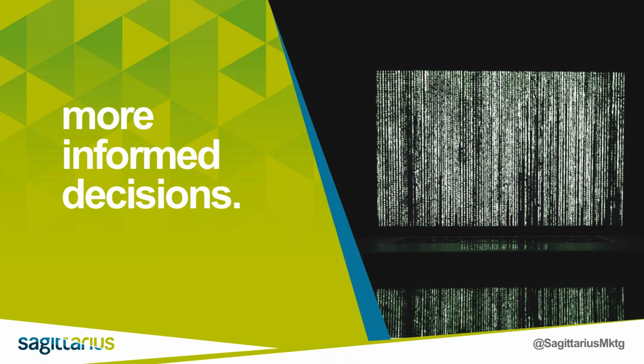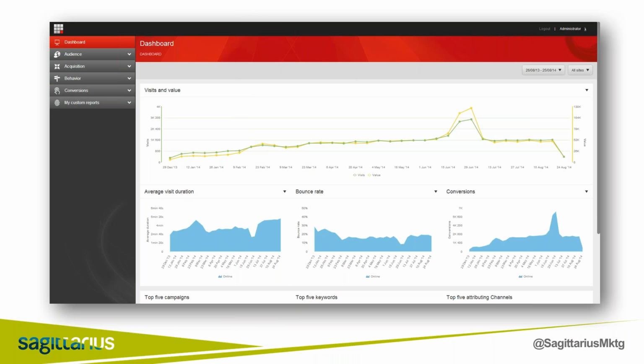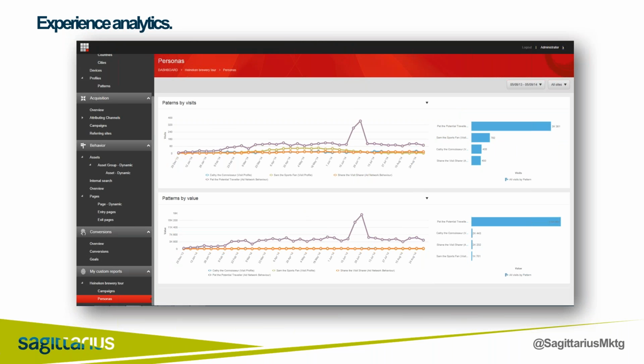So more informed decisions. As I've said, there's loads of data coming through, loads of behavioural data, loads of goals and engagements, and Sitecore actually stores all of this and has it to hand in lots of different reportings. And it means that you can take top-level reporting such as this, but also you can utilize the experience analytics to dive a little bit deeper and understand the patterns that your users are moving through.